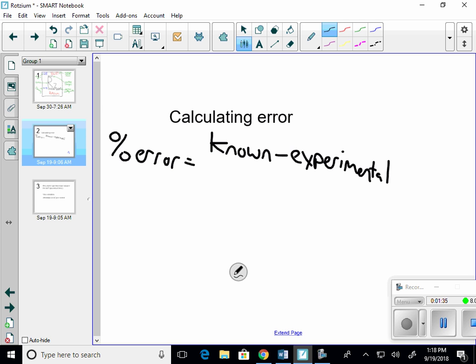So what did we find that the density was? It might be a good idea to keep this in parentheses because some people, when they do this calculation, are going to get order of operations throwing them off. Because the next step is we're going to divide that all by the known value.